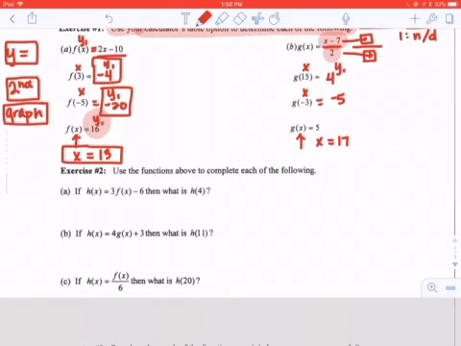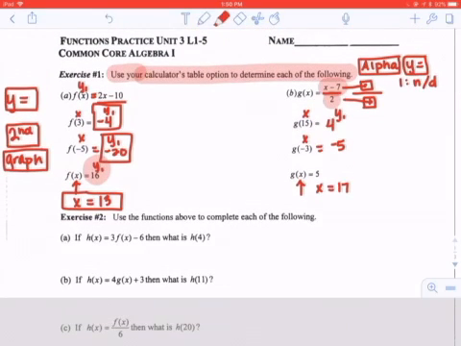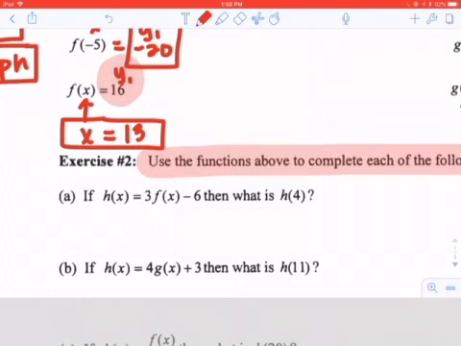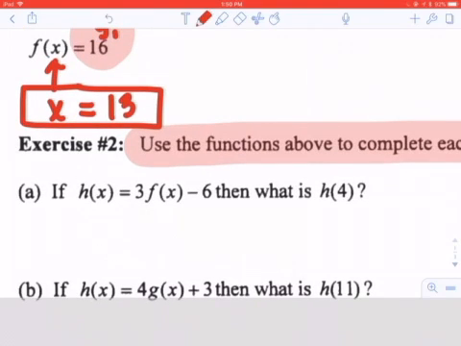Okay, now exercise 2, these were a little more complicated. Some of us are still struggling with this function within a function. The directions here say, use the functions above to complete each of the following. So h of x equals 3 times f of x minus 6 is going to be h of 4 equals 3 times f of 4 minus 6.